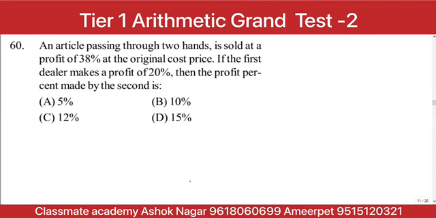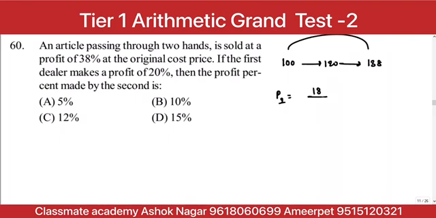An article passing through two hands is sold at a profit of 38% on the original cost price. If the first dealer makes a profit of 20%, then what is the profit percentage made by the second? If the cost price of the article was initially 100, selling it at 38% profit means 138. The first dealer sells it at a profit of 20%, that is 120. What is the profit for the second dealer? How much profit is the second dealer getting?